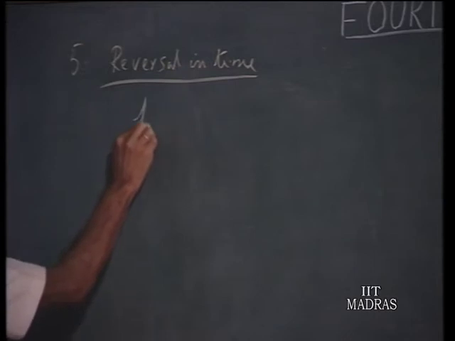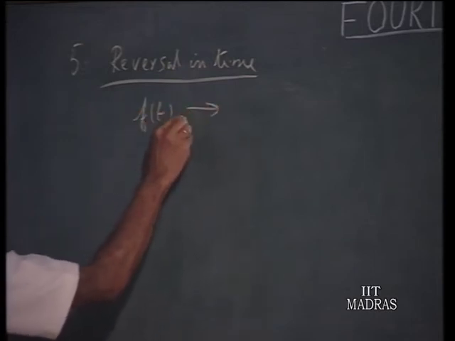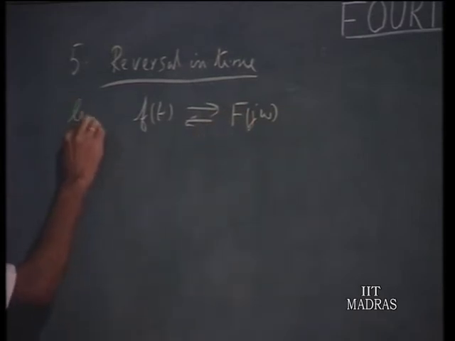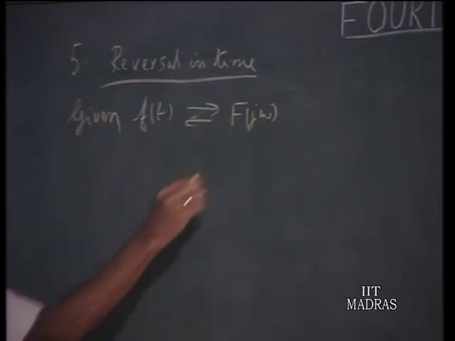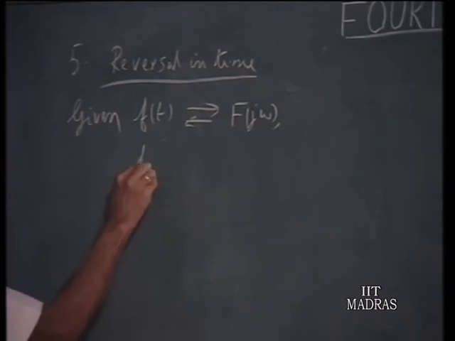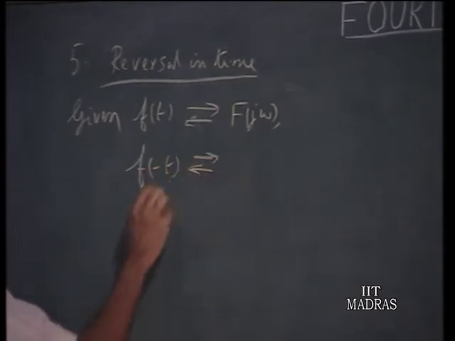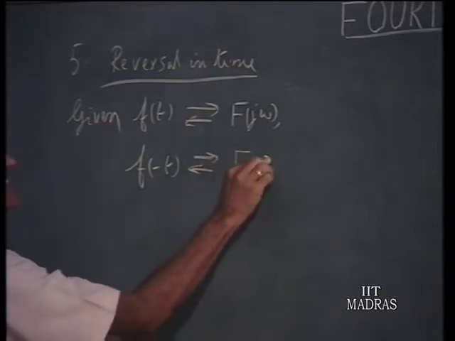So, if f of t and F of j omega form a transform pair, we want to know what is the corresponding transform for f of minus t. If the sequence of events takes place in the reversed direction, what is the corresponding F of j omega? The answer simply is F of minus j omega.